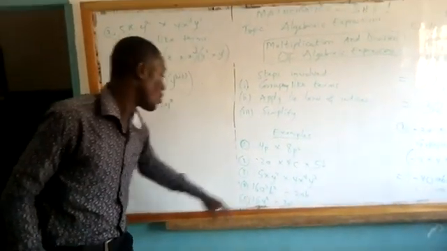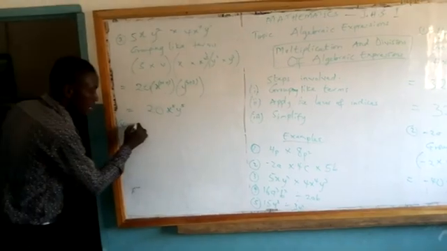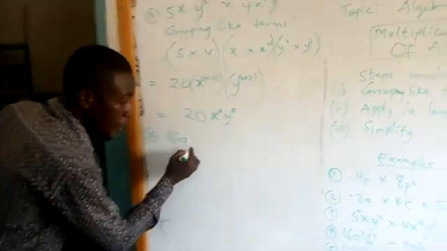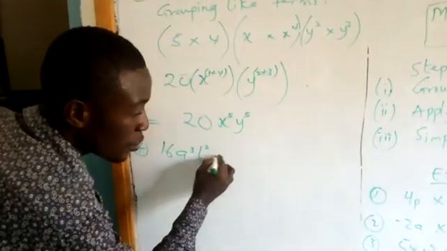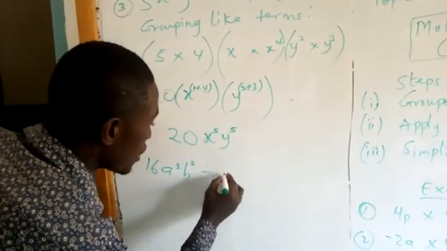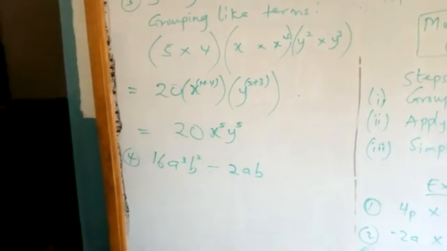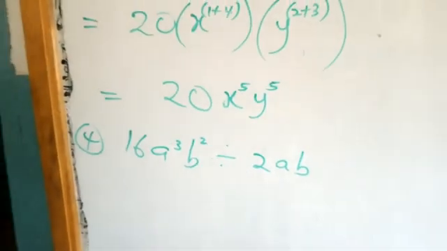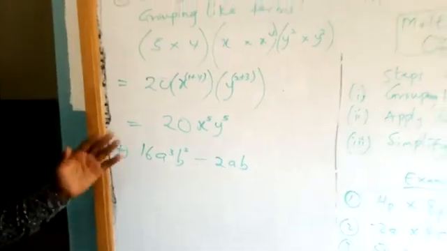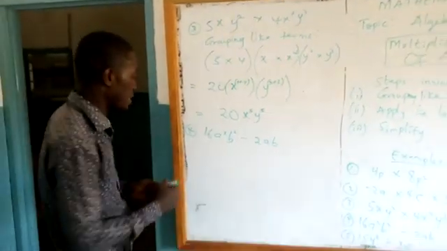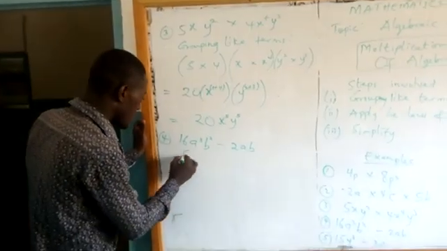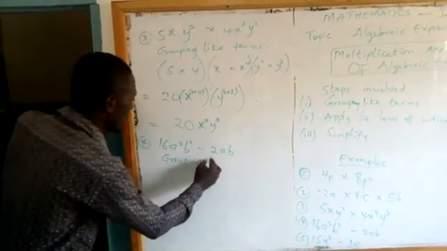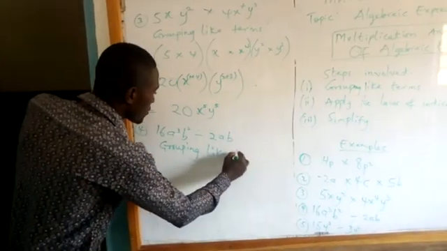So for question 4, we have 16a power 3 b power 2 divided by 2ab. Here we have two ways through which one can easily do this. The first one is the approach that I began with, grouping like terms. Group like terms.